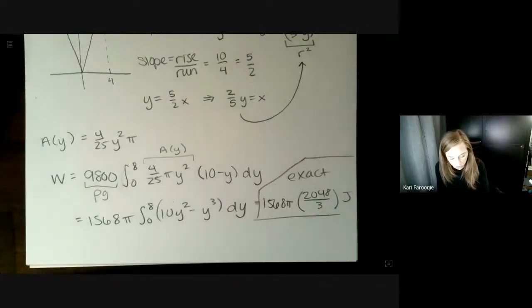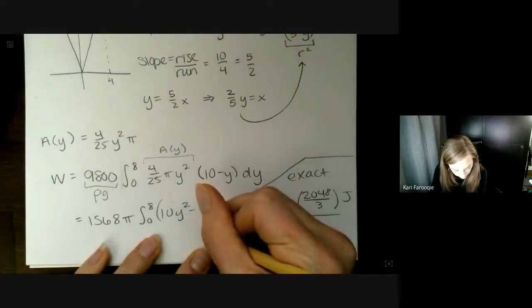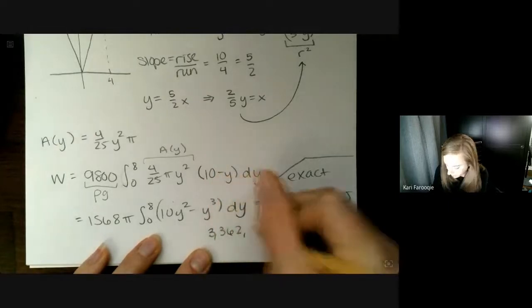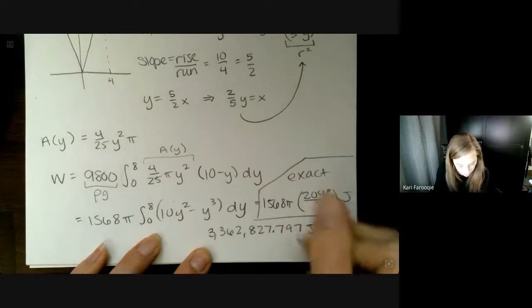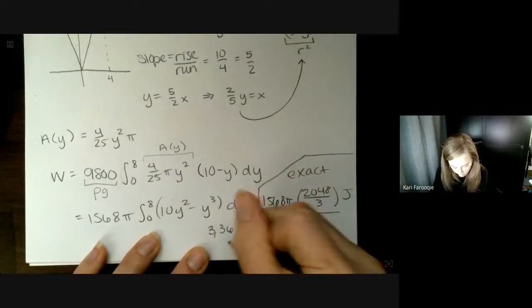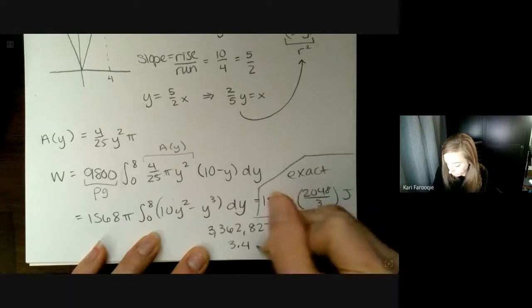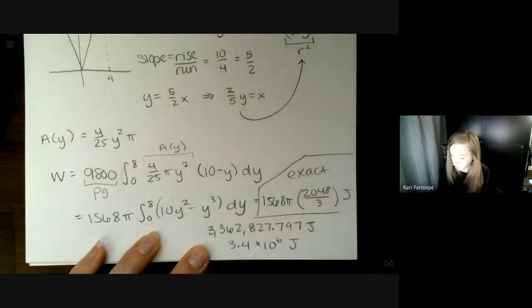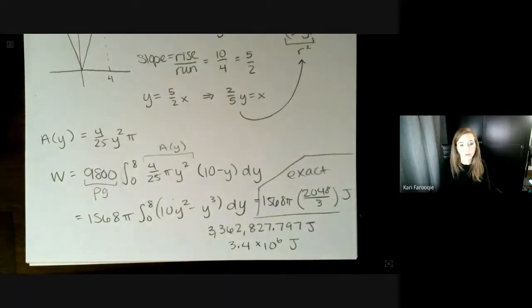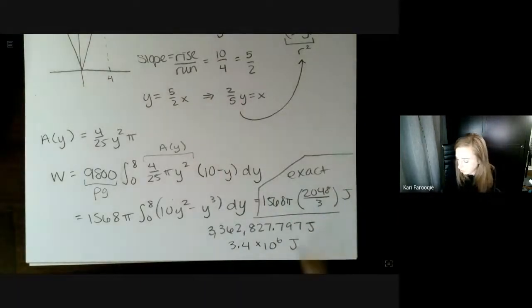The decimal approximation that you get for this is 3,362,827.797 joules, which you can simplify down to approximately, I mean, think about the number of decimal places you're being asked for, 3.4 times 10 to the 6. If you don't remember how to write scientific notation, if it's a +6, that means that your decimal has to move to the right to get to your original number.